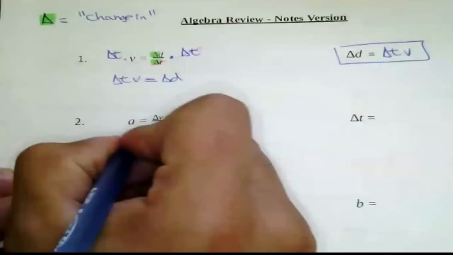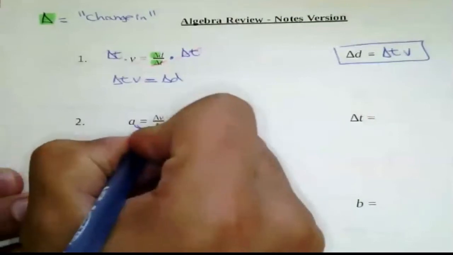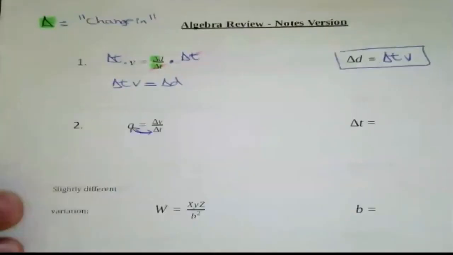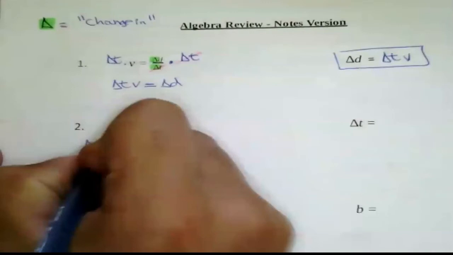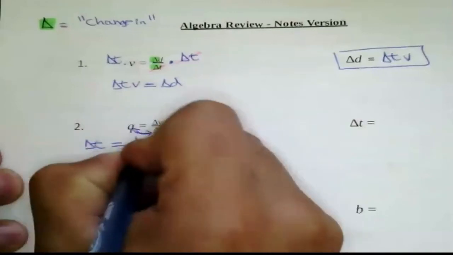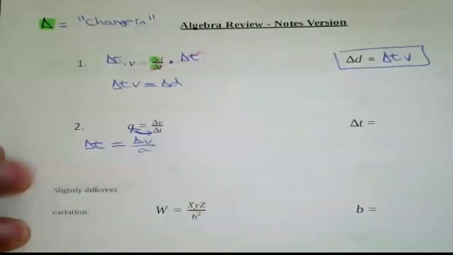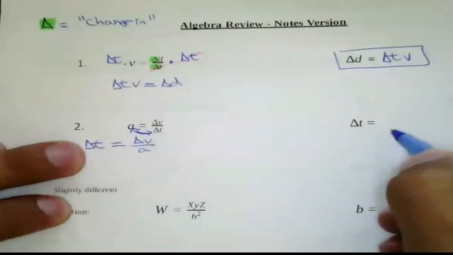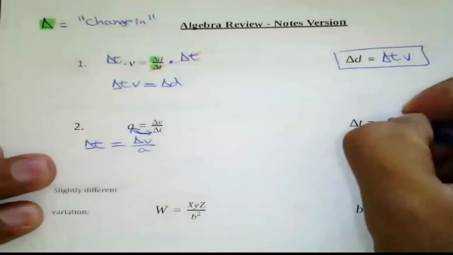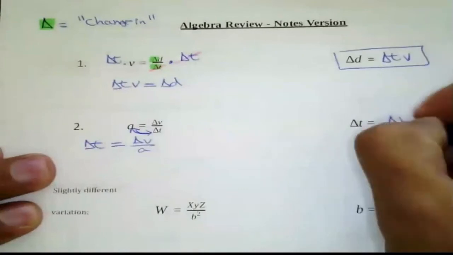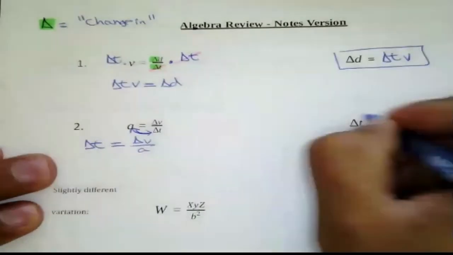All you have to do is draw a two-sided arrow, and anyone looking at this will realize that you got to flip these. So that's what we're going to do. Rewrite it as delta t is equal to delta v over a. And we look at our equation, delta t is on its own, and we are done. So there is your answer. Delta t is equal to change in velocity over acceleration.